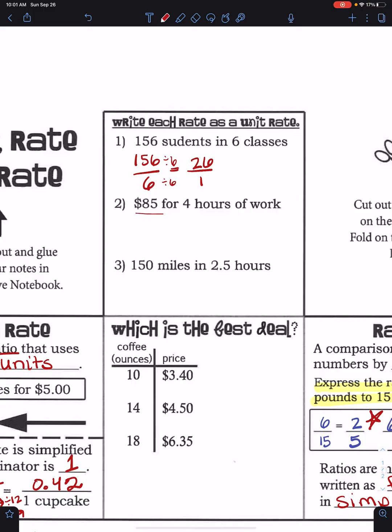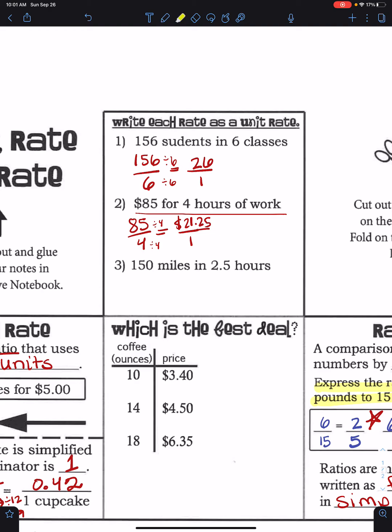If somebody makes $85 for 4 hours of work, $85 for 4 hours, if we want to know how much for 1 hour, we're going to divide by 4. And so 85 divided by 4 is $21.25. So this person makes $21.25 per hour.